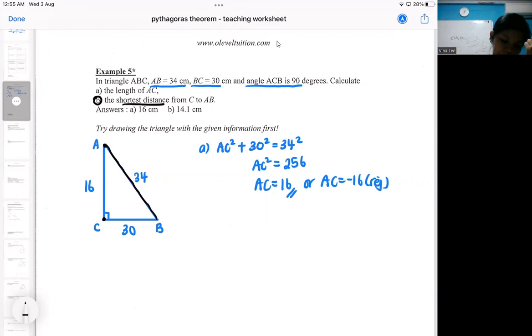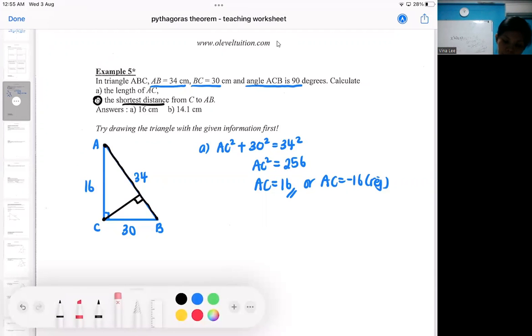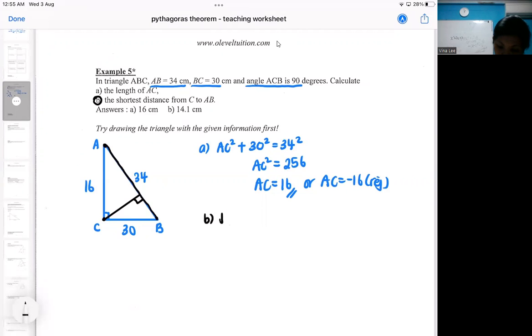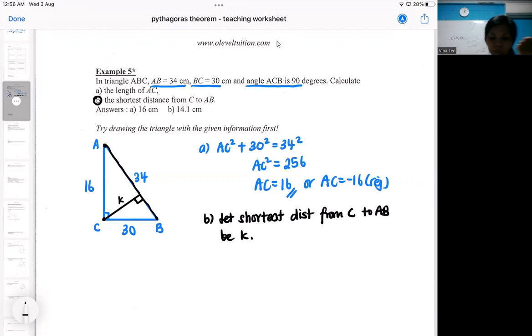What do we mean by C to AB? How am I going to find the shortest distance? The shortest distance is always a 90 degree. Sometimes they will ask for the perpendicular distance, but they are talking about the same thing. So usually I will use a notation, a bit of algebra. I will use the letter K.